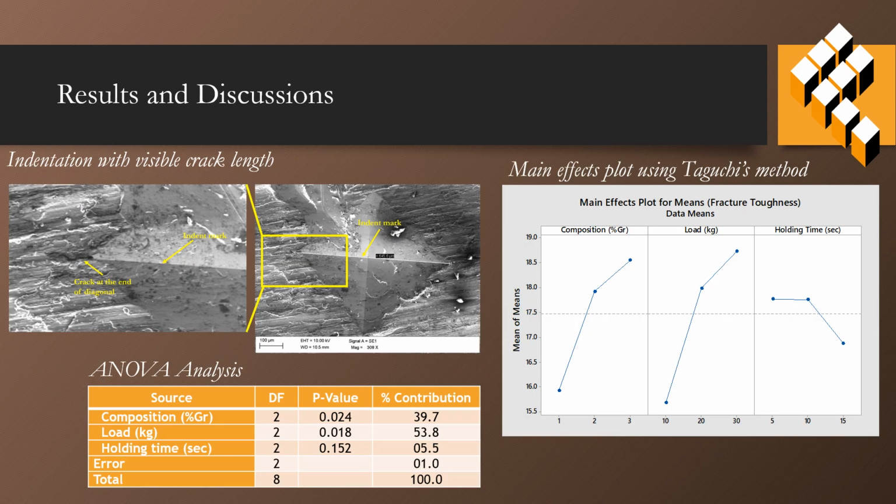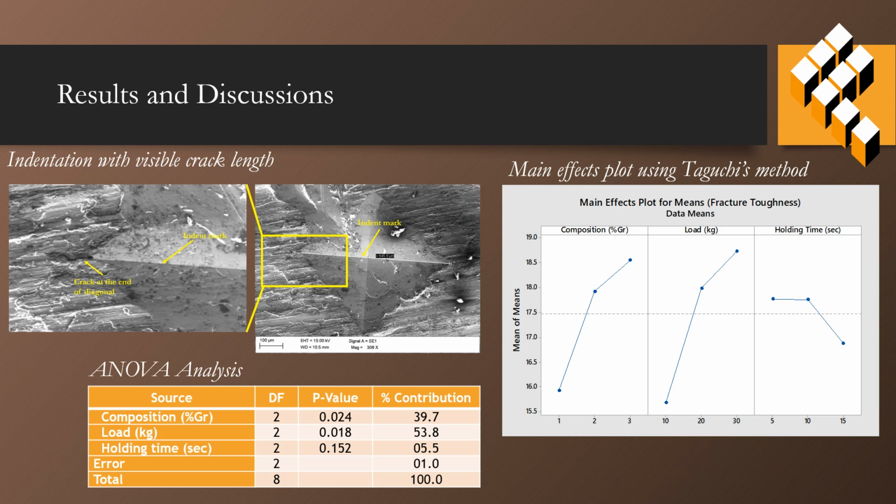The figure shows the indentation mark with the crack length. We can measure the indentation crack through scanning electron microscopic images, and that will be used to calculate the fracture toughness using the formula which is listed in the previous slide.